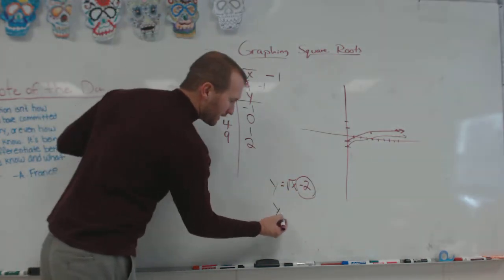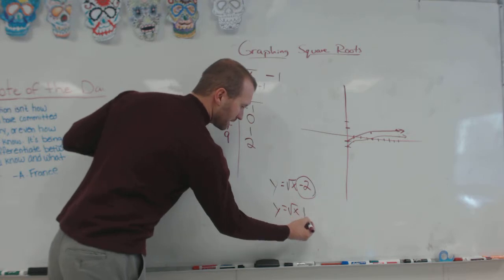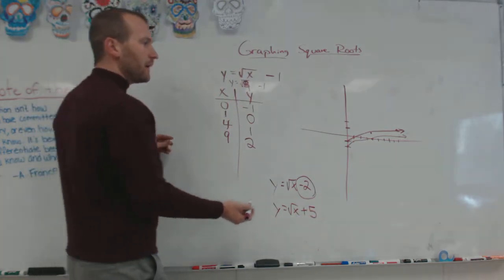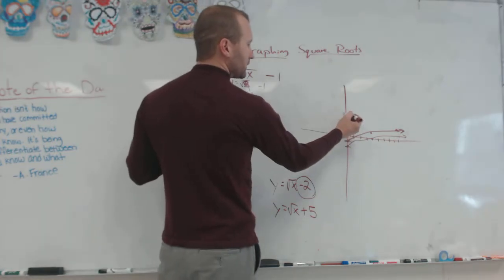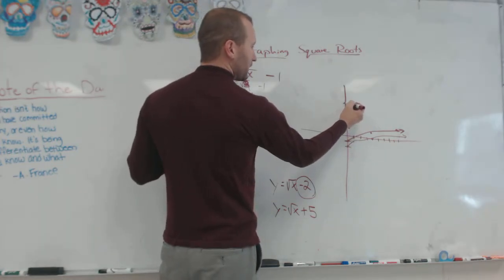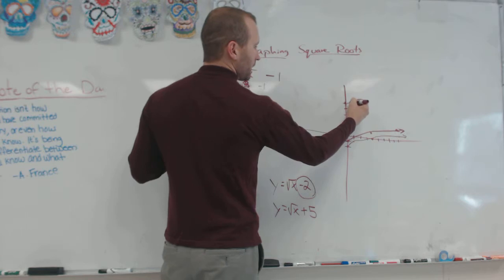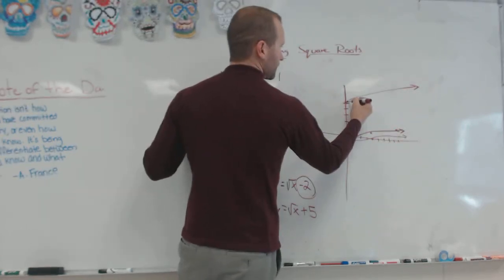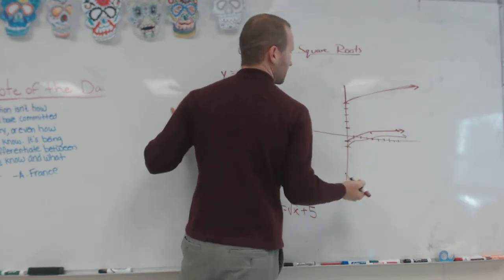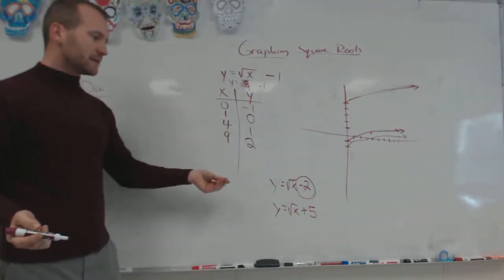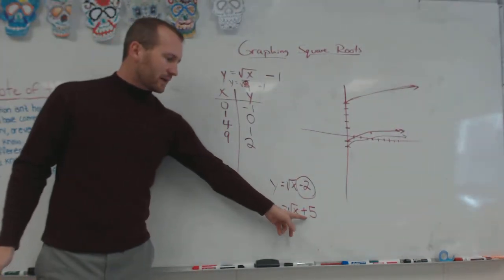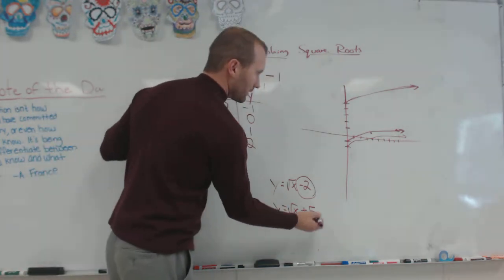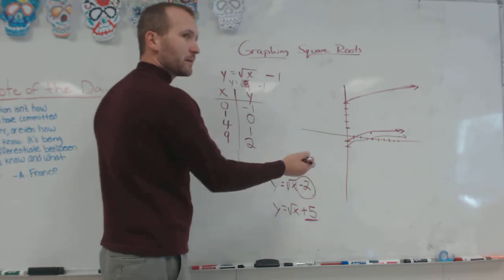Now what if I had y equals the square root of x plus 5? It's like you're just adding to the y-intercept. Yeah, I would start up here. 1, 2, 3, 4, 5. I would start right here, and I would have that same curve shape. Yeah, it is just like slope-intercept form in that sense, right? This is changing where I am up and down.